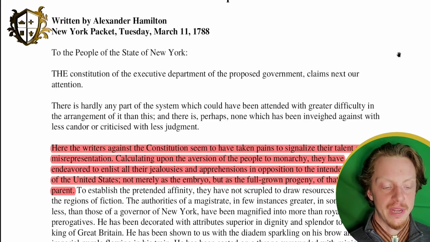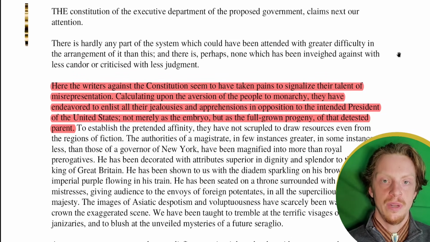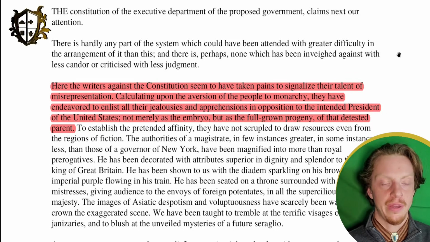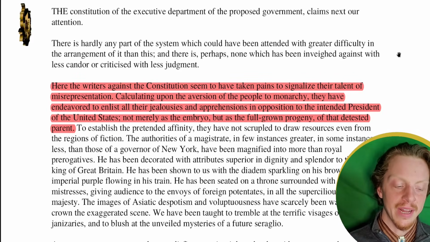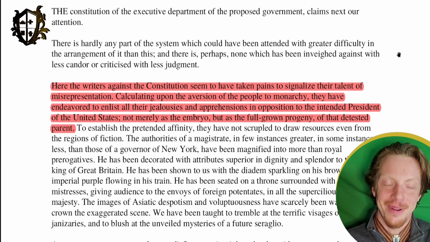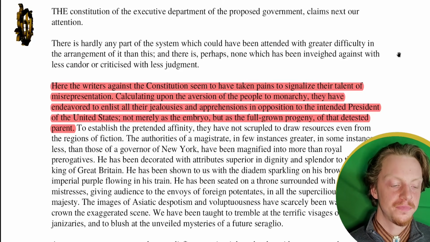Alexander Hamilton, the New York Packet, on Tuesday, March 11th, 1788. He says here, and please go read this full document for yourself, just so that way there's no concerns about misinterpretation or mischaracterization. The only reason I'm only reading the highlighted parts is because I'm going to try my best to keep this lecture underneath an hour, so that way it's more easily digestible.